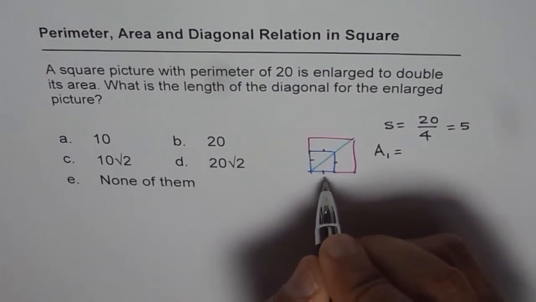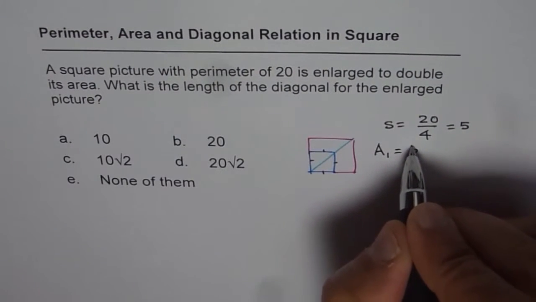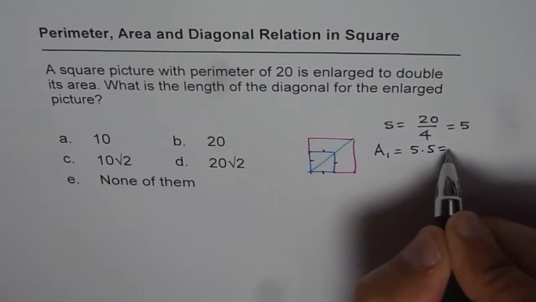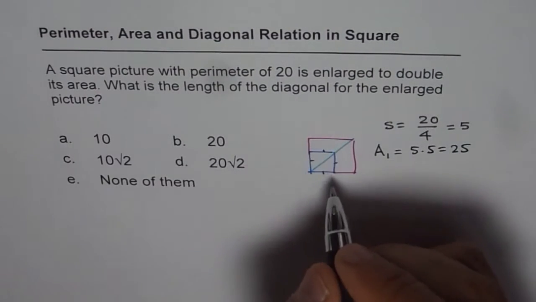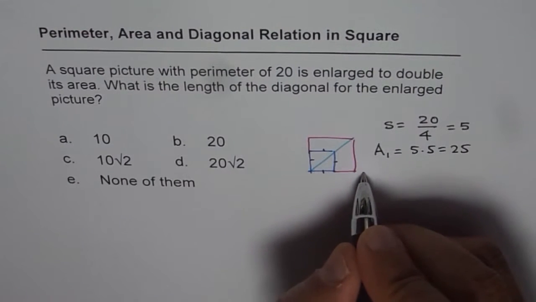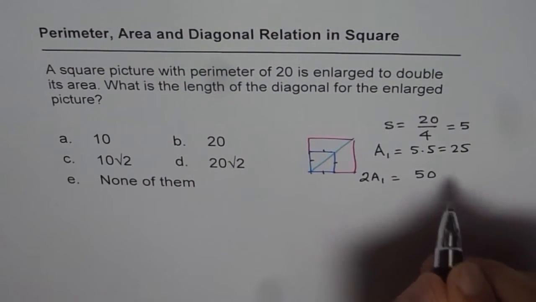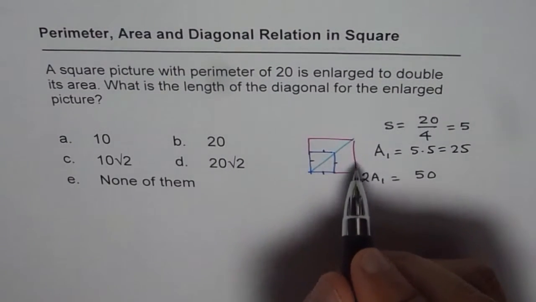Now what is the area? Let's say area A1 of the small square is 5 times 5, which is 25, correct? So 25 unit square is the area of the square. Now double this area means 2 times A1 will become 50. So that is the area of the total square.